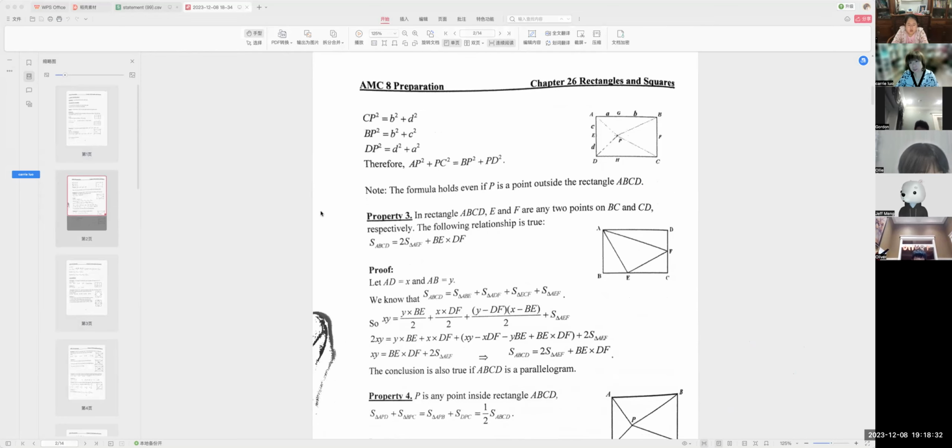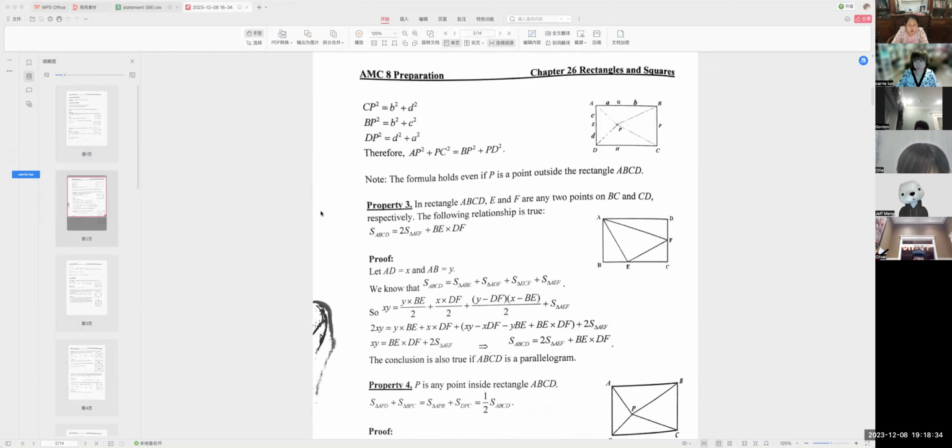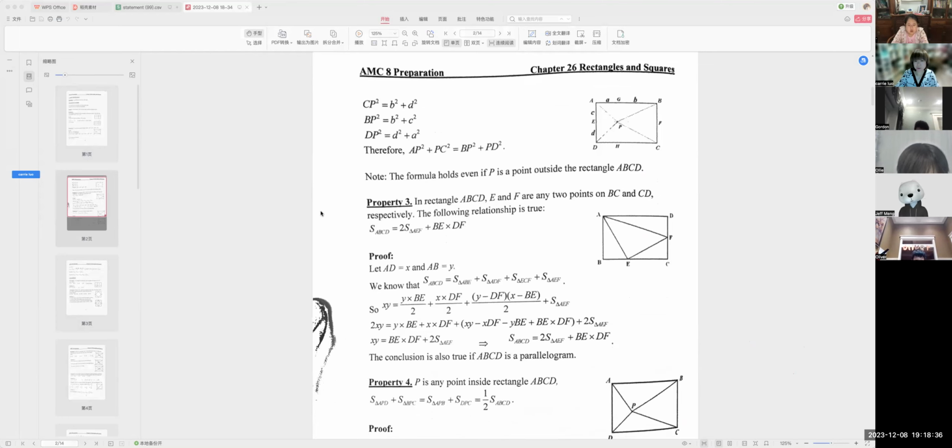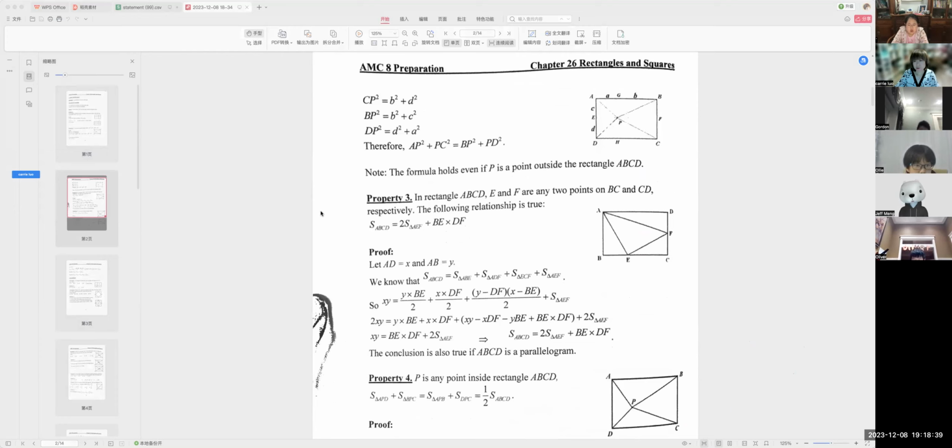Okay, so let's take a look at property 3, okay? So in the rectangle ABCD, E and F are 2 points on BC and CD, respectively. The following relationship is true. If you have a side ABCD and 2 sides AEF, plus BE times DF. Okay, the area of the middle one equals this one plus BE times DF. Get it, everybody? You can just copy this down, please.